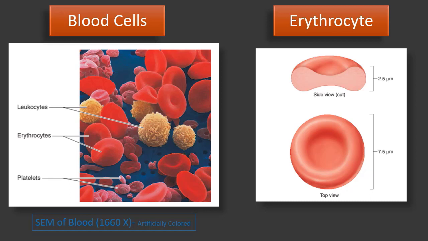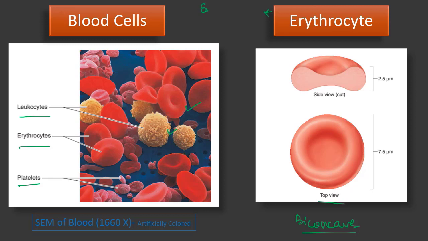So this is the one under the electron microscope. You can see the blood cells, the leukocytes, the erythrocytes, and the platelets here. Platelets are pretty small. These are the leukocytes, and erythrocytes are biconcave. You can see a side view and the top view, and you can see this is biconcave, or we can say donut shaped erythrocytes.